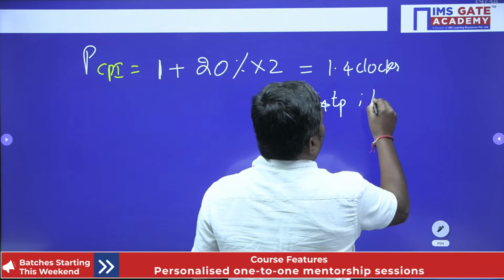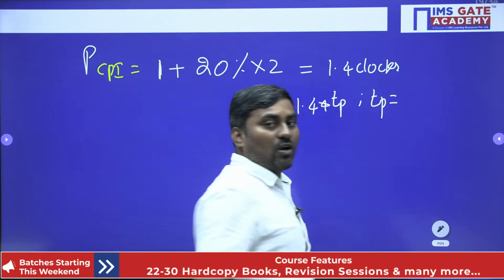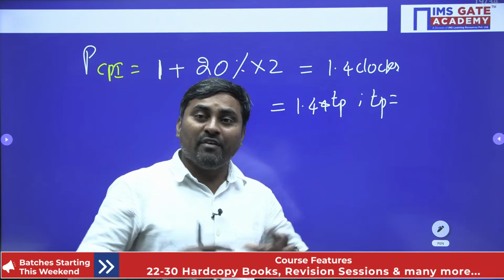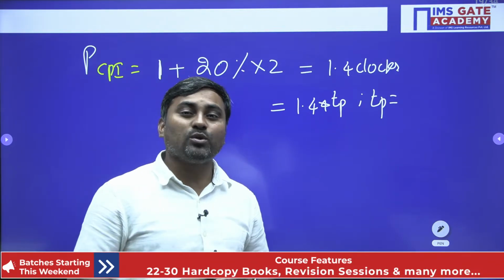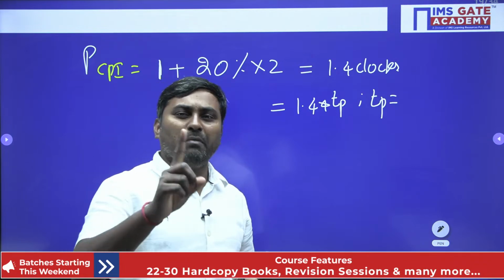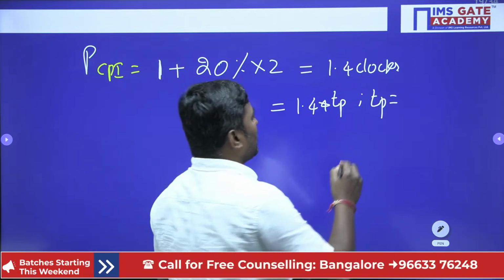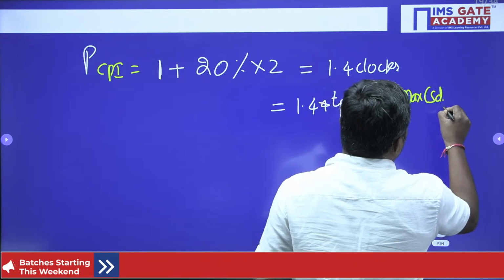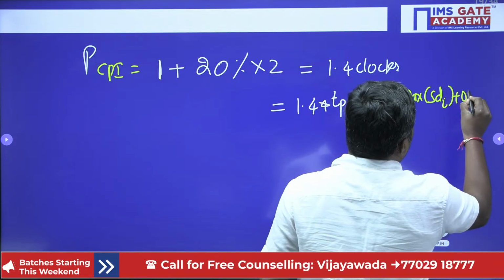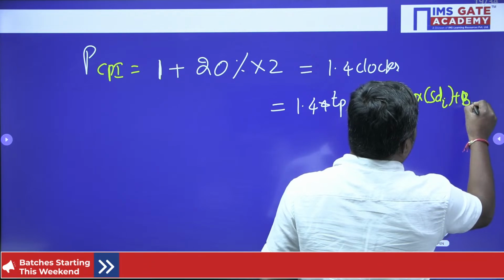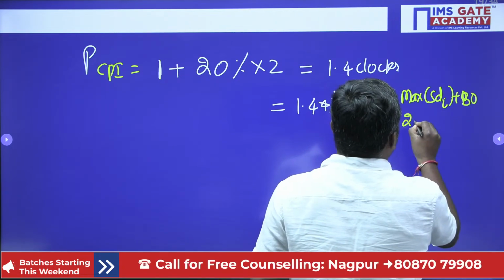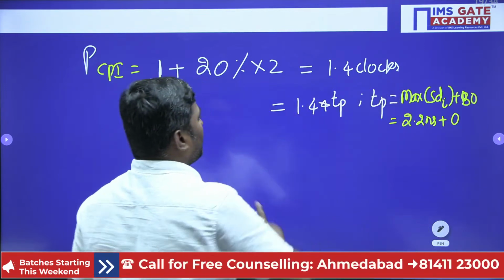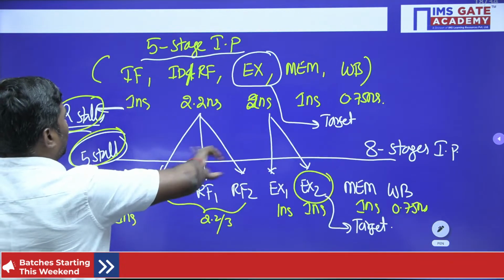In this case, the clock period is not given, but the stage delays are given. Whenever different stage delays are there, how do we take the cycle time of the pipeline? Many times I discussed this, and it is very simple. It is the maximum stage delay plus the register or buffer overhead. What is the maximum stage delay? 2.2 nanoseconds. Are buffer delays given? I think 0 only, let us check.